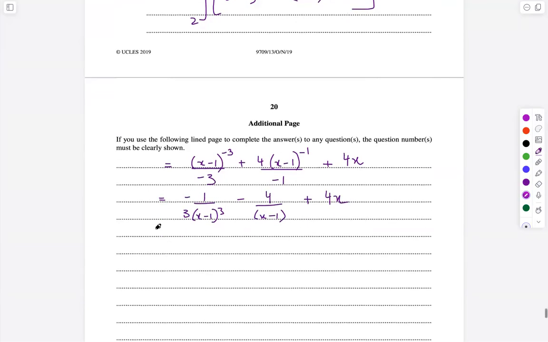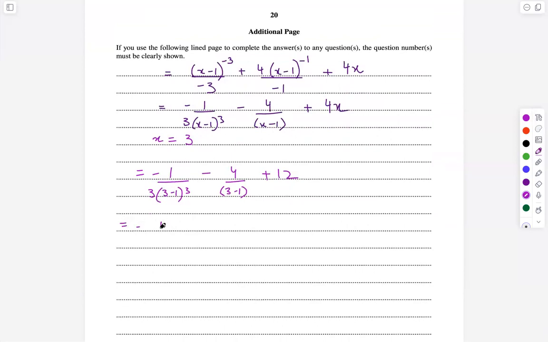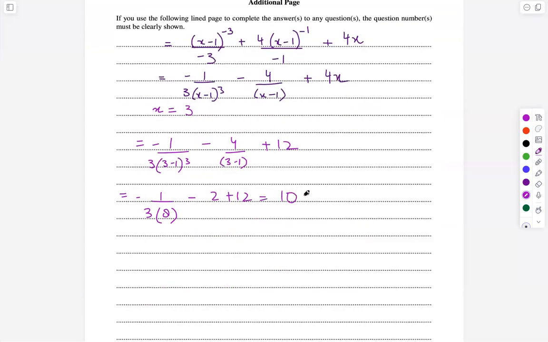And now we can apply the limits. The upper limit was x equals 3. So this will become minus 1 upon 3 into 3 minus 1 whole cube minus 4 upon 3 minus 1 plus 4 times 3, which equals 12. Now simplifying this, we'll get minus 1 upon 3 times 2 cube, 8, minus 4 upon 2. So that will be 2 plus 12. Minus 2 plus 12 is plus 10. So we can write this as 10 minus 1 upon 24. And simplifying this by taking the LCM, that will become 240 minus 1, which is 239 upon 24.